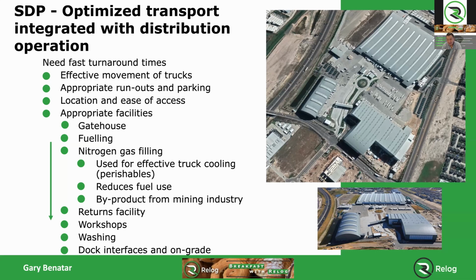Your gatehouse: it's no use building a 100,000 square meter distribution center if you can only handle enough trucks that will run a 50,000 square meter distribution center. So a lot of what we do is around balance, making sure that all the elements that build up the distribution design are balanced. The gatehouse, the fueling, some companies using nitrogen gas filling, which have got to be in your process. So that's designed, your returns, your workshops, your washing, your dock interfaces, the on-grade and rear load docking is proportional to the balance of fleets that you expect to have in different areas. And you've got to be thinking about that throughout your design.